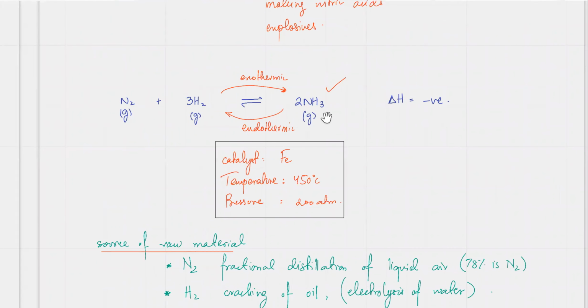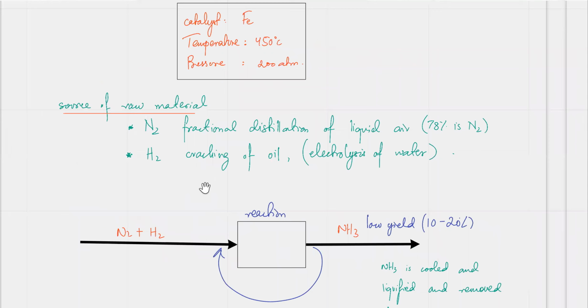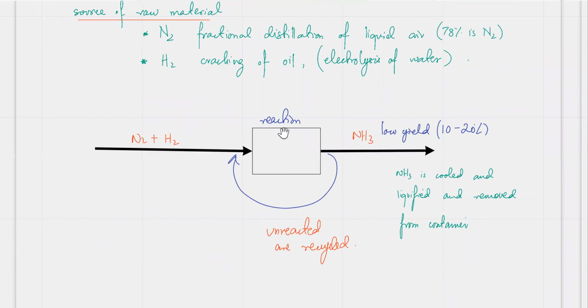N2 and H2 react and they produce ammonia. These are the conditions of the reaction. The first thing that they're going to look for is where do you get N2 and H2 from? N2 is obtained from liquid air. H2 is obtained from cracking of oil or electrolysis of water as well. And these two gases, N2 and H2, are put in a container and a reaction is started.